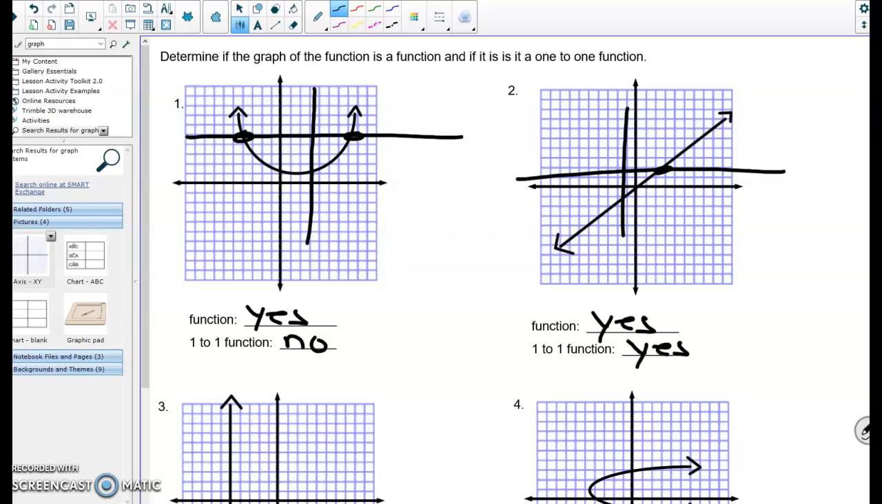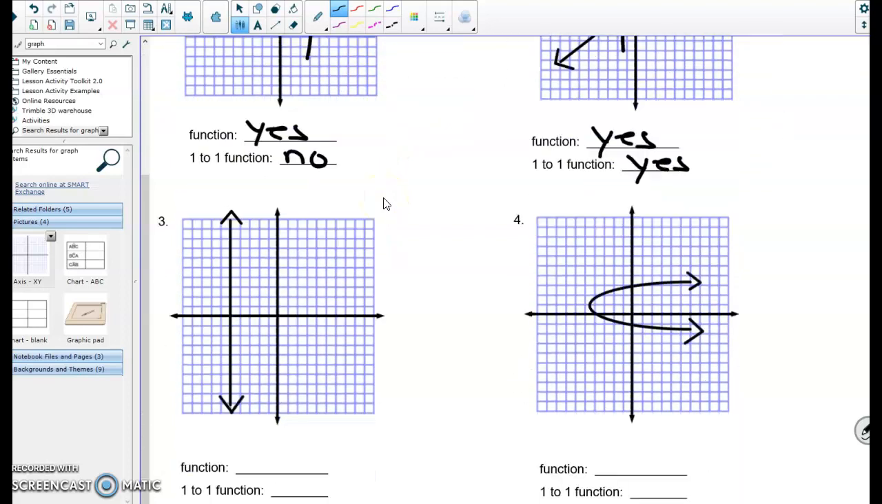Almost all straight lines are one-to-one functions. Here's the one straight line that wouldn't be a one-to-one function. It clearly does not pass the vertical line test because when I draw my vertical line, it hits it at numerous points. And if it's not a function, automatically it's not one-to-one. Same deal here. Vertical line test fails. It intersects at two spots. So if it's not a function, automatically it's not a one-to-one function.